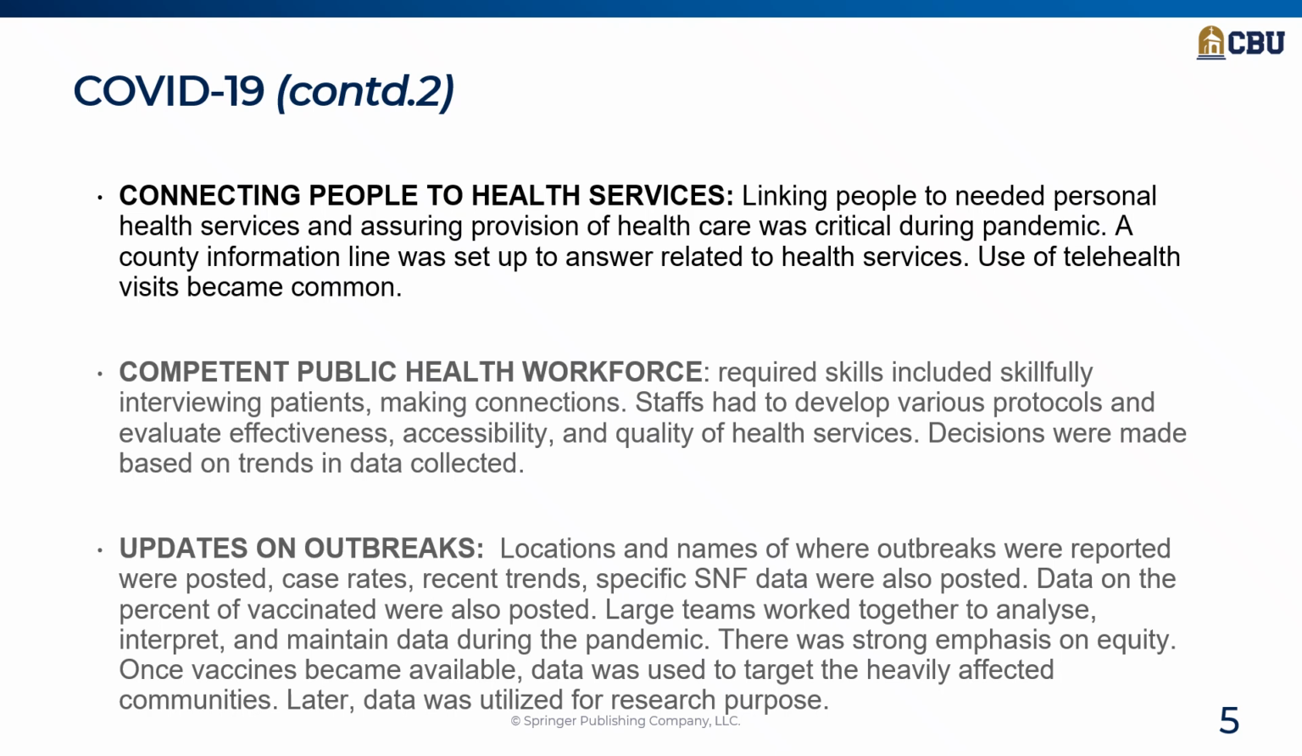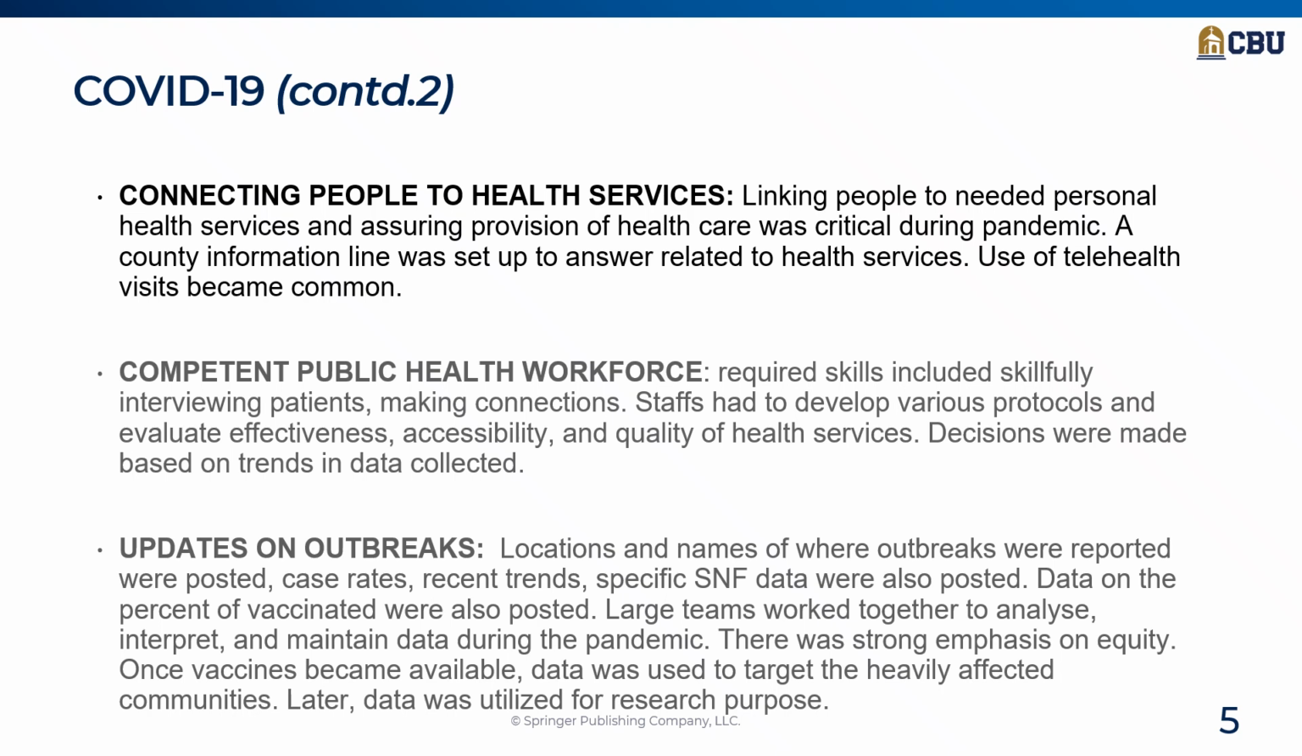Connecting people to services was critical during COVID-19, especially for isolation and quarantine. Counties activated 211 lines to link residents to healthcare, food, and mental health services. Telehealth expanded rapidly while elective procedures were delayed to preserve surge capacity. Providers received frequent health alerts to guide response planning.